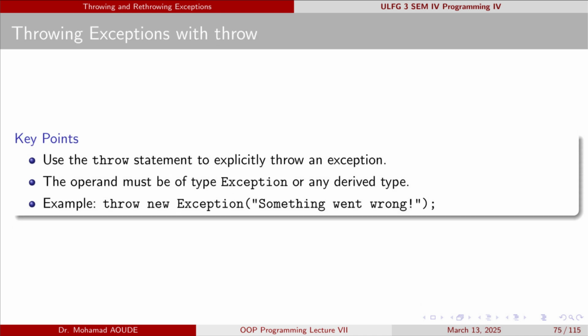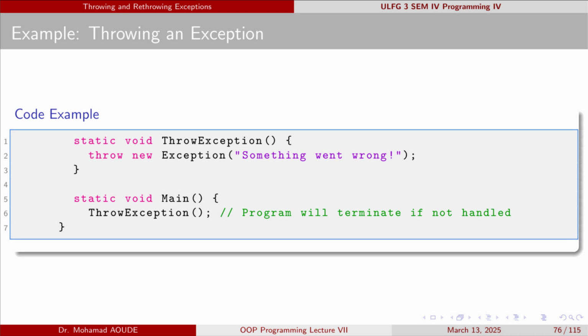The throw statement raises an exception object. It must be of type Exception or a subclass. Example: throw new Exception("Something went wrong"). Here's a simple example. The method ThrowException raises a new exception. If it's called without a catch block, the application will crash. This shows how powerful and dangerous throw can be if not handled correctly.